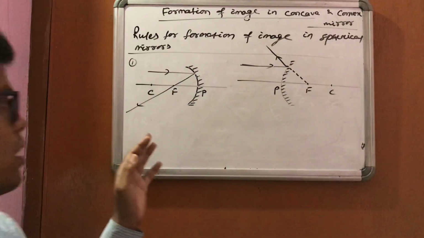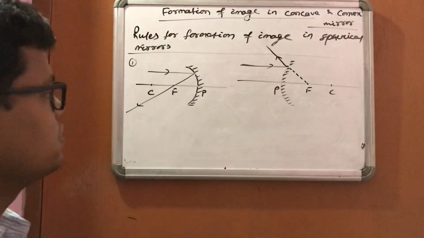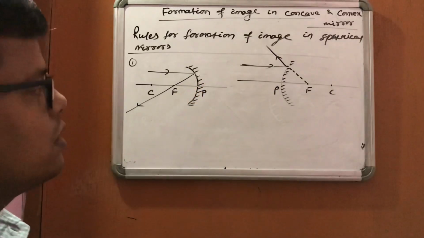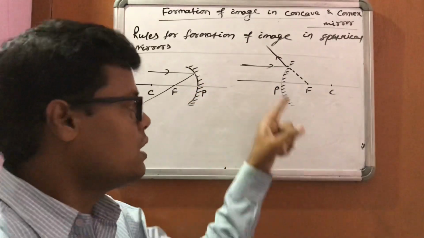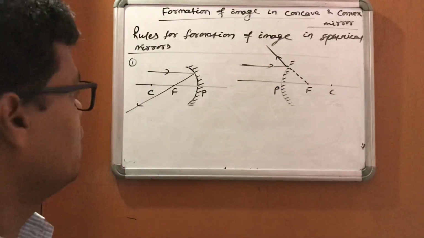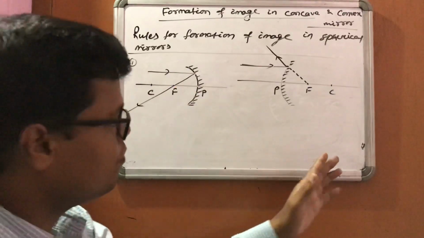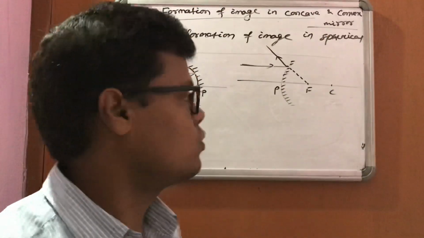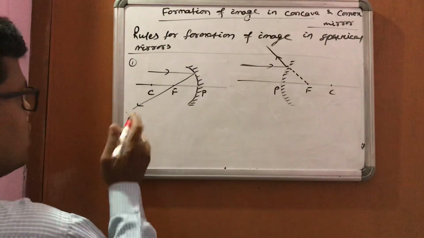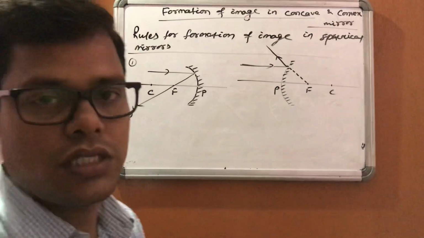Light ray coming parallel to the principal axis passes through the focus for a concave mirror and seems to diverge from the focus for a convex mirror. जो पैरेलल आएगा वो फोकस में जाएगा या फोकस से डाइवर्ज होता हुआ दिखेगा. This is the first rule. Second rule is just opposite of this, just opposite.